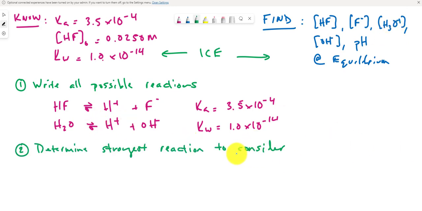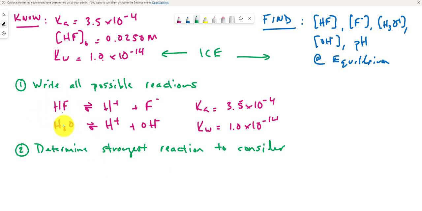So the second step is to look at the relative strengths of the reactions that you've written up here, and then look at the strongest one to consider, because it's probably the one that's going to be most dominant in the system. This is an assumption or an approximation we're making. In more advanced classes, we start to consider everything, but that requires special tools like software or linear algebra to be able to solve systems of equations. But here we're saying, okay, we've got HF and we've got water.